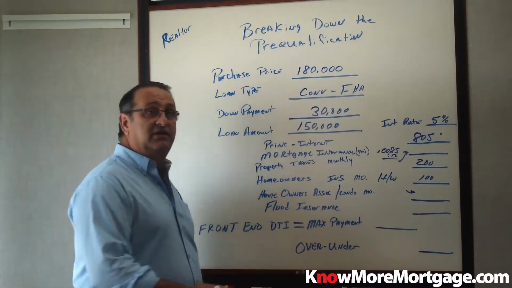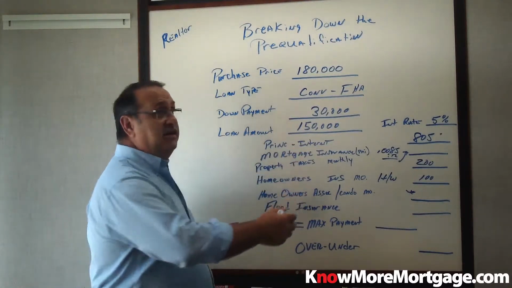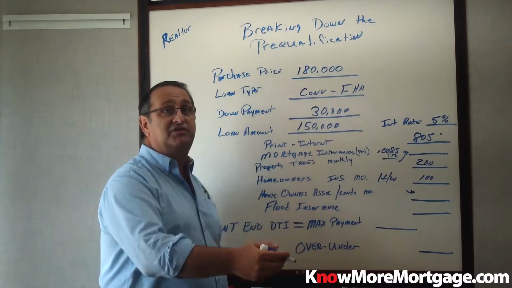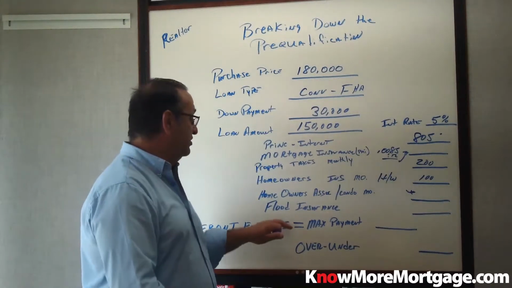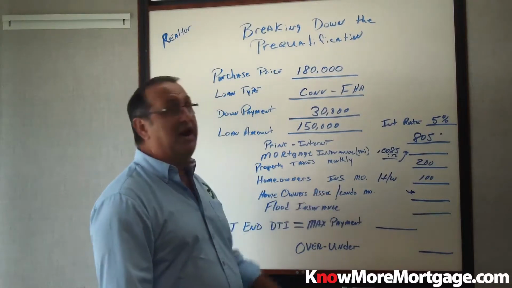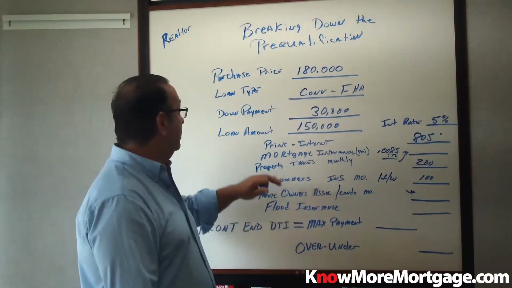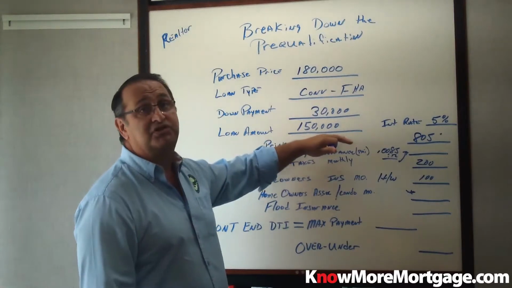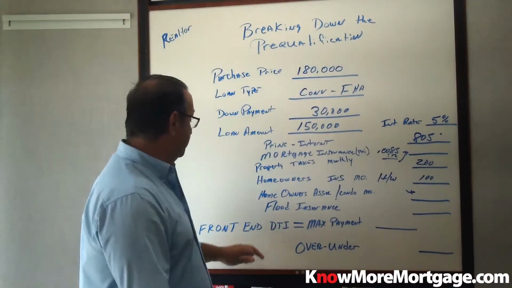Flood insurance: house A is not in a flood zone, house B is in a flood zone. Flood insurance is mandatory on the loan if it's in a flood zone, so it must be calculated. Flood insurance will have the same impact as a condo association. Okay, it is going to reduce that borrower's purchasing power. So those are important.